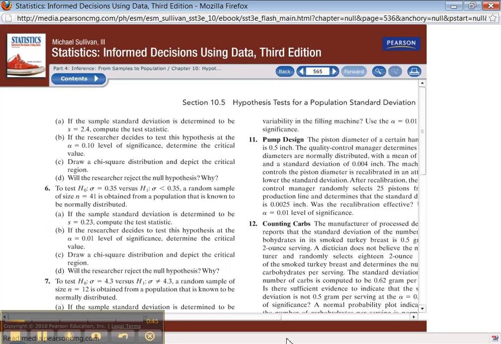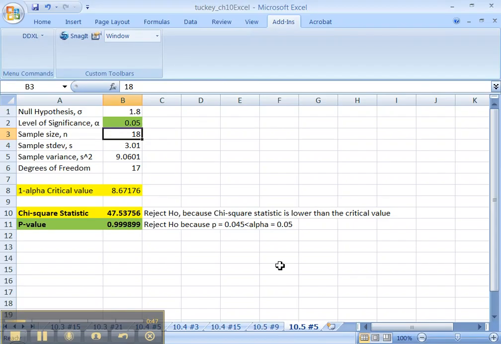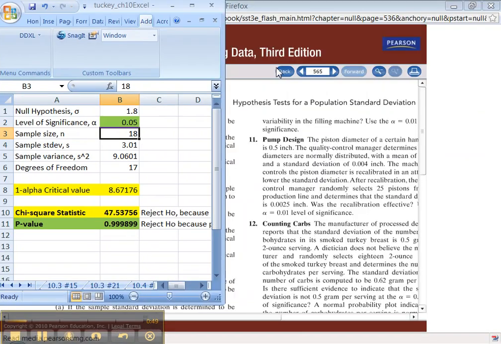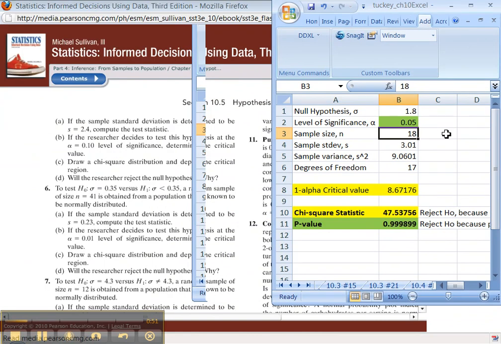S is 2.4 and alpha is 0.10. Here, let me make this smaller so I can see it. Alright, S was 2.4. Hey, look at that, S squared got figured automatically. Nice. And n equals 18, so degrees of freedom was figured out automatically. The only thing we do have to change is alpha. Alpha is 0.10 now. 0.1.